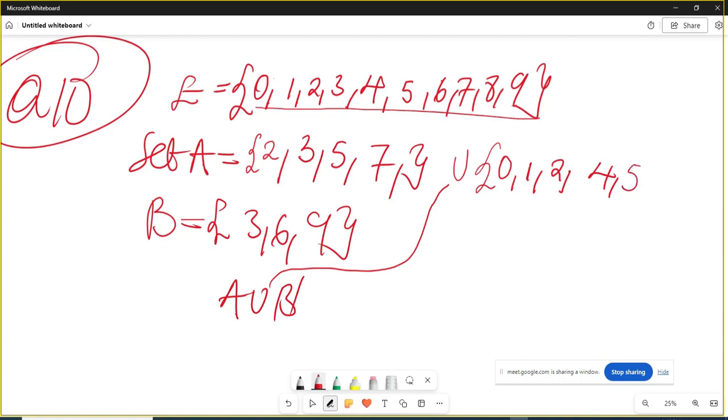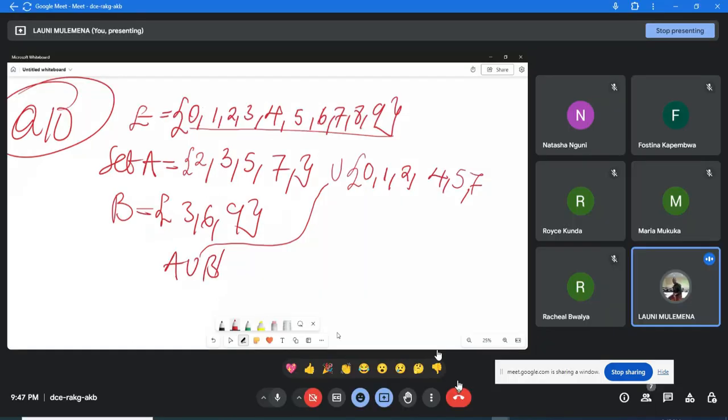But 6 is there. Okay? 7 is not there. Apart from 7, we also have 8. 8 is also not there. Remember that as you are listing your elements, we need to separate these elements by a comma. Separate them with a comma. Very important. So now, the union. Union simply means that we need to combine all the elements in A and B complement.